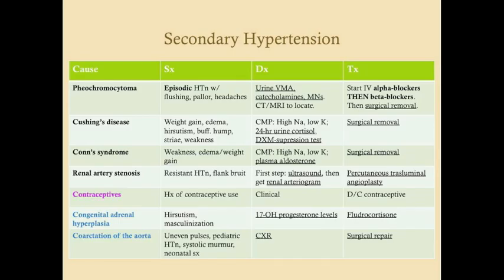So you want to have a high index of suspicion here, especially if these are patients that have had multiple bouts of episodic hypertension, but they don't have hypertension all the time. The way to diagnose pheochromocytoma is to first get a urine sample for VMA, which is vanillylmandelic acid, I believe.